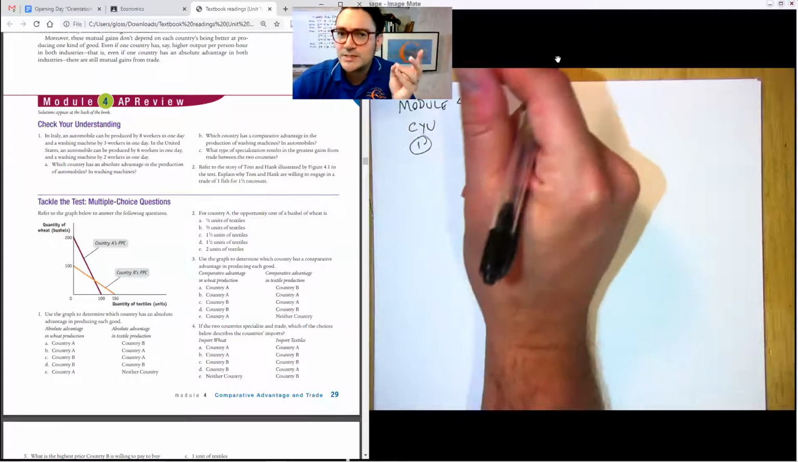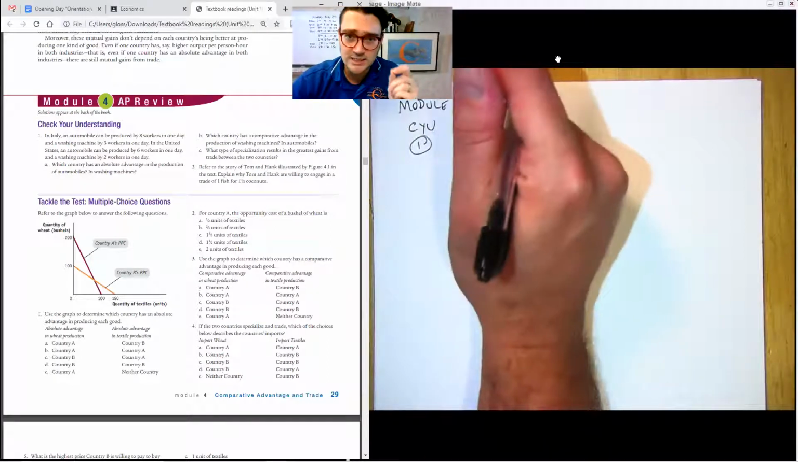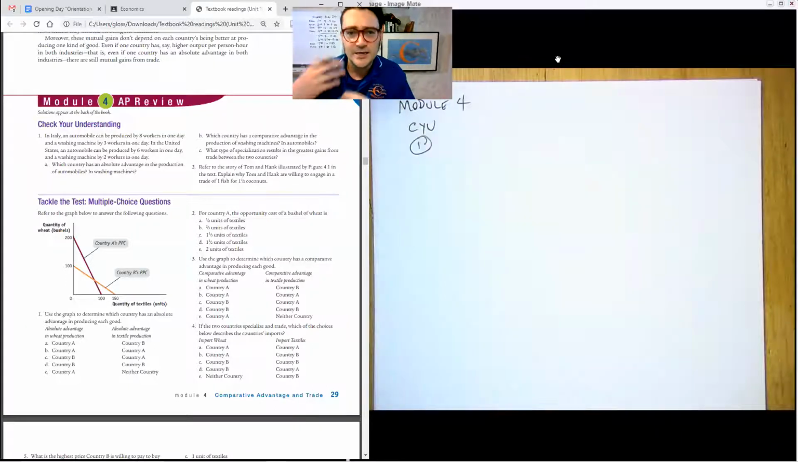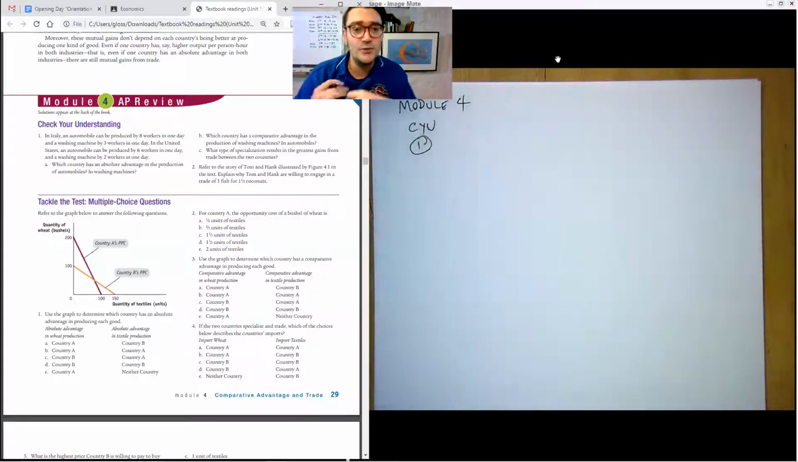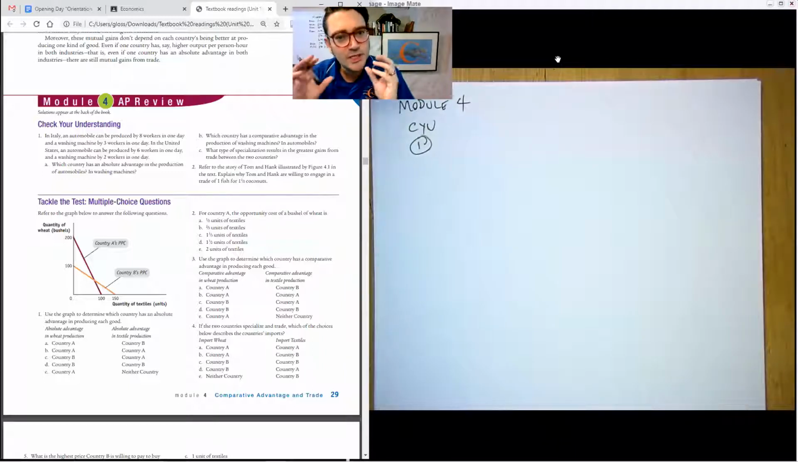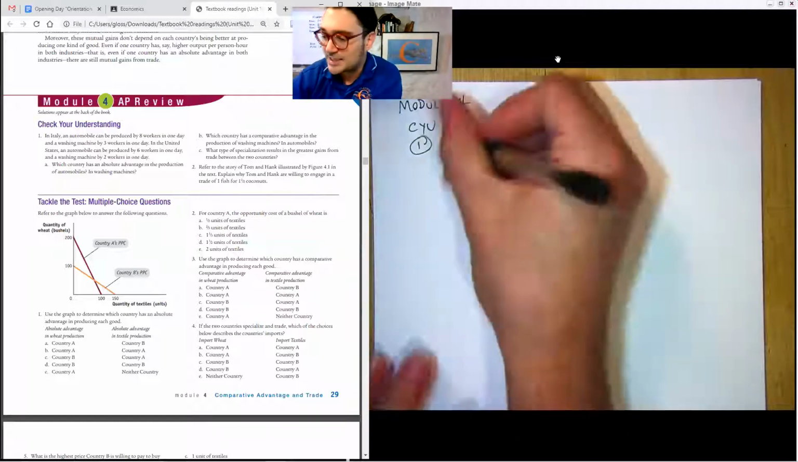So the first thing to recognize about this problem is that it's an input style problem. It means that it's saying, here's how many workers it takes to make one thing, or here's how much time it takes to make one thing. And so this one is going to require that we take the inside number over in order to figure out the opportunity costs. So let's go ahead and set that table up.